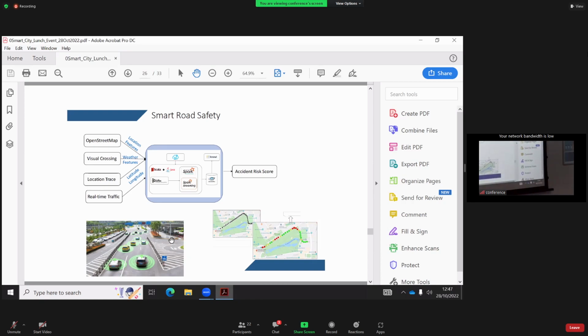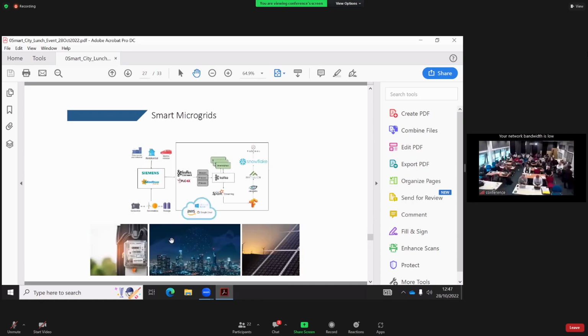Or, for example, in the small microgrids, we use a similar framework, but of course there are some other components on top of that to collect real-time data from smart meters, from different properties, from factories, from power stations, and use the data with machine learning to find out the best and most cost-efficient distribution of energy.